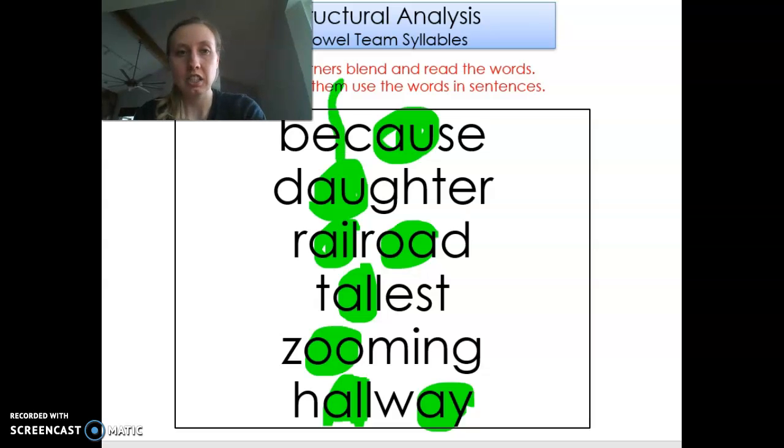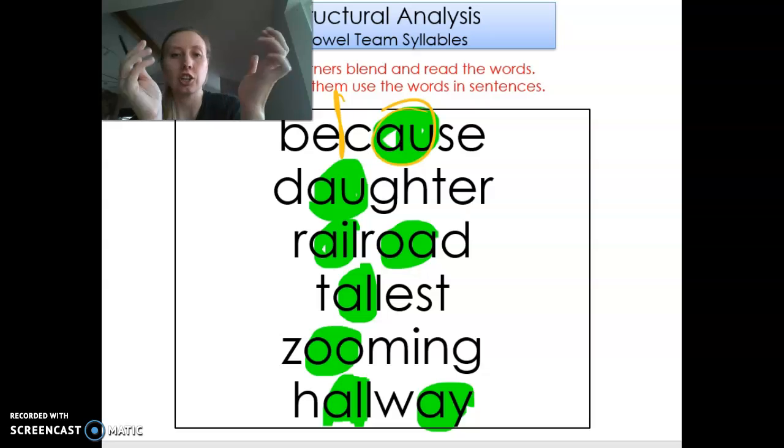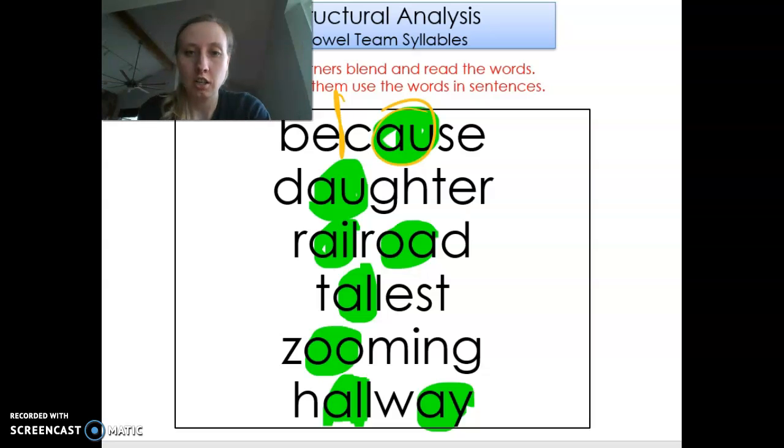So we're gonna break it right there. So my AU stayed the same. Let me get a different color. That's not dark enough. So I'm gonna break it here, and these stay the same. Okay, daughter. So we're gonna break it here. Daughter. My AU stays together.